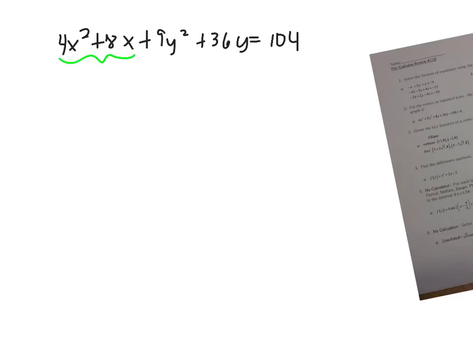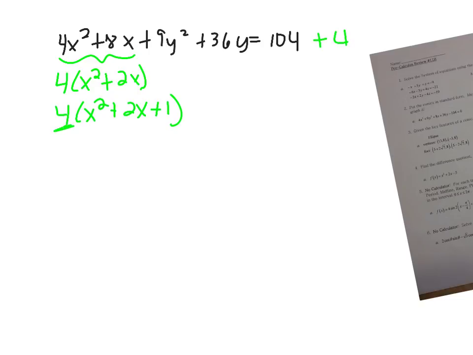I have to factor out the GCF of 4. So it's 4x squared plus 2x. And then I do half of 2 is 1, squared is 1. So I add 4 to the other side because I have to multiply that by the number that's on the outside. So then it's 4 times x plus 1 squared.